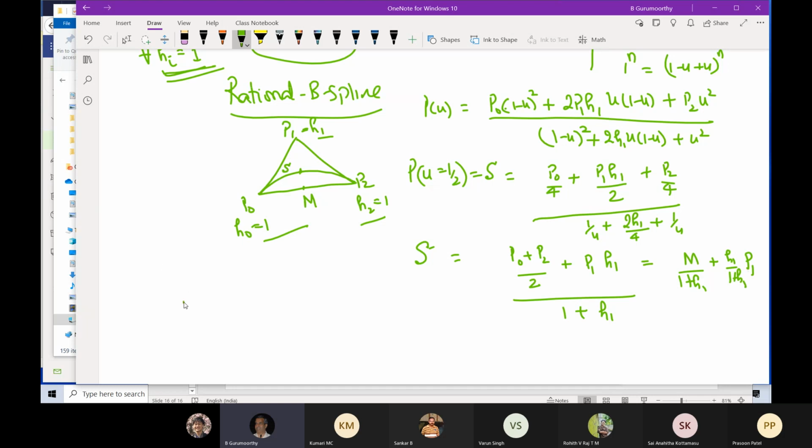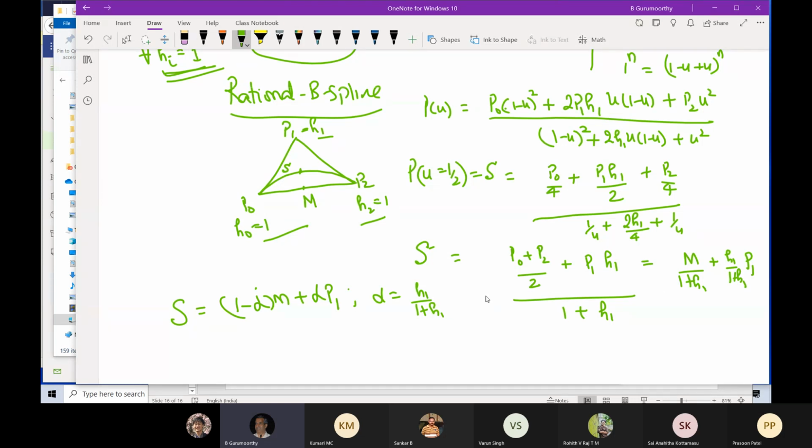So I'm going to rewrite this in a slightly different way. I will write this as (1 minus u) times M plus u times P1. Actually, let me not say u. Let me take some different parameter alpha. So I'll call this (1 minus alpha) plus alpha, where alpha is this expression, H1 by 1 plus H1. So you can quickly verify that 1 minus alpha is nothing but 1 by 1 plus H1.